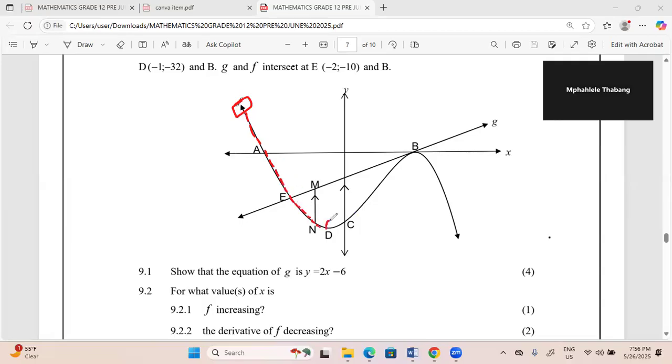When it reaches the point D, we say the function is stationary. Remember, D is called the stationary point. Exactly at the point D, it's not decreasing and it's also not increasing. Now from there, when it starts going up, that's when we say it's increasing. Exactly at the point B, we say the function is stationary. So between the points D and B, that's where the function is increasing. Because on this side, if you observe it, it's going down, it means it's decreasing.